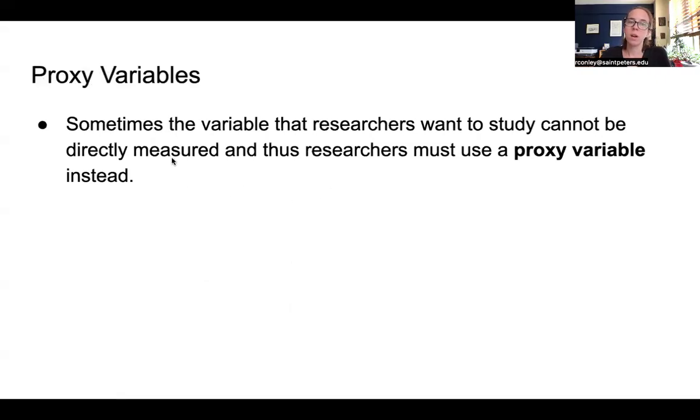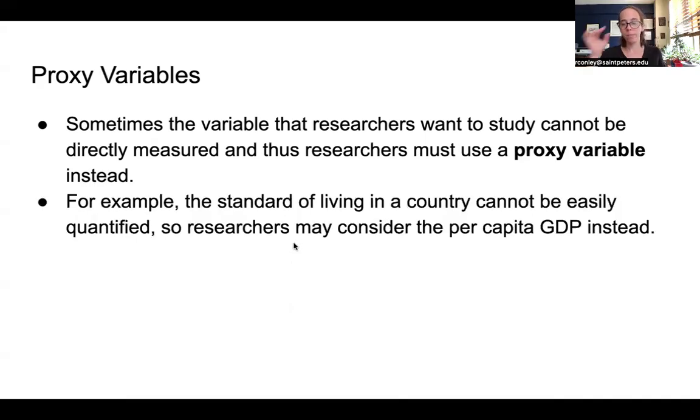Proxy variables are variables that are used when the variable the researcher is actually interested in cannot be directly measured. So for example, researchers might be interested in the standard of living. That's kind of a vague topic. It's not very easy to quantify that. So instead, researchers might look at the per capita GDP of a country.